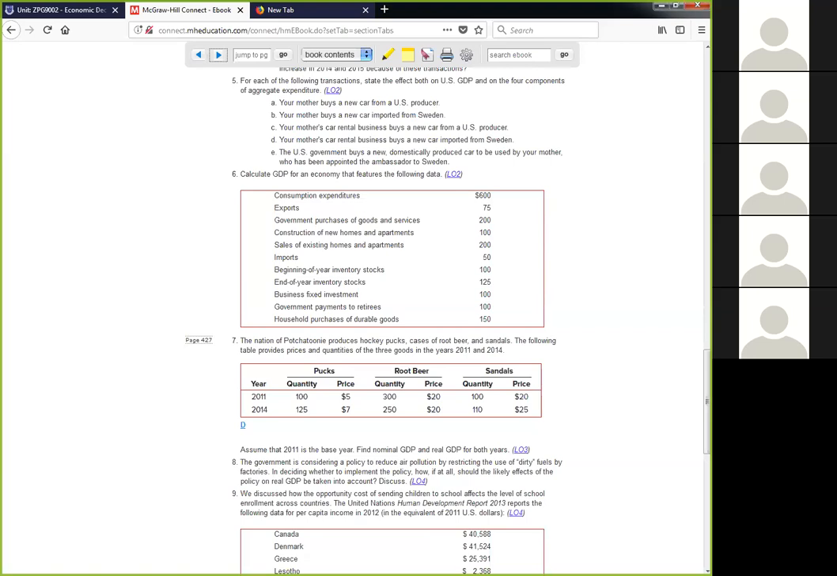This is just how you do it. You take it at the beginning of the year, you take it at the end of the year. If it rises, it's positive. If it's less, it's negative. Okay, thanks.